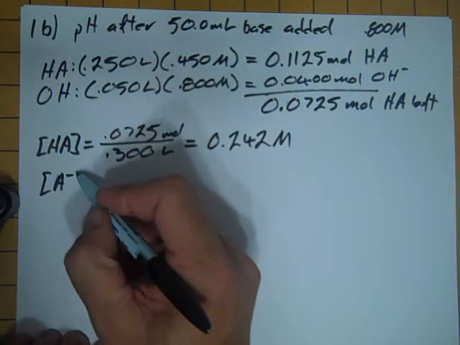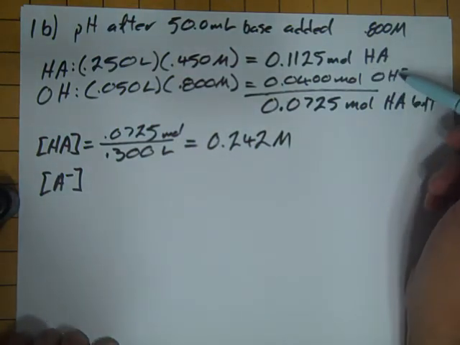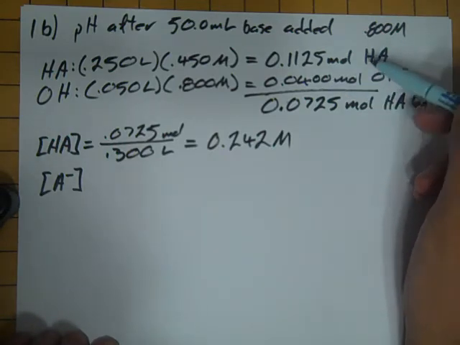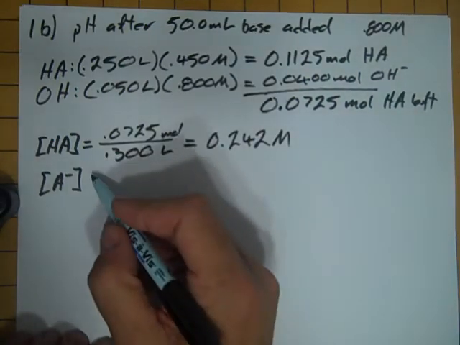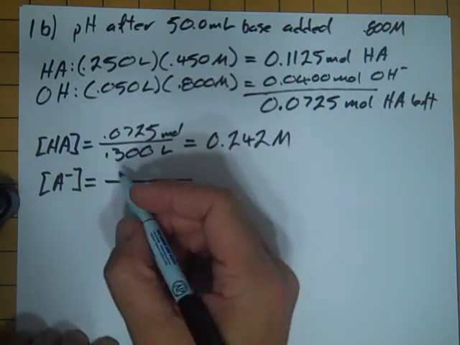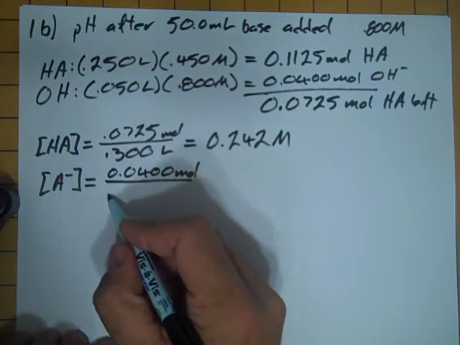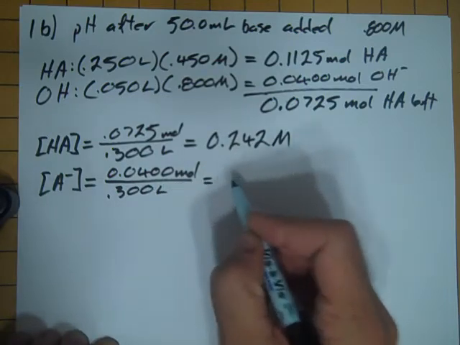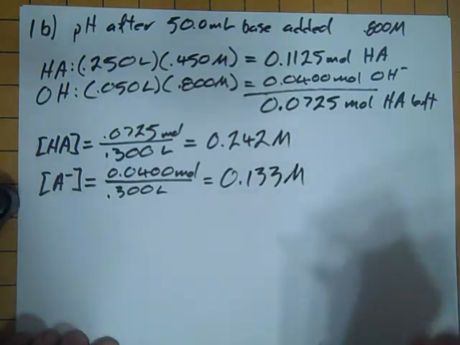The concentration of my acetate ion, the part that's left over, relies on the fact that for every one of these hydroxides that neutralizes an acid molecule, it leaves behind the A-. So that means that my concentration of acetate ions is the same number of moles divided by the same total volume, and that equals 0.133 molar of the A-.